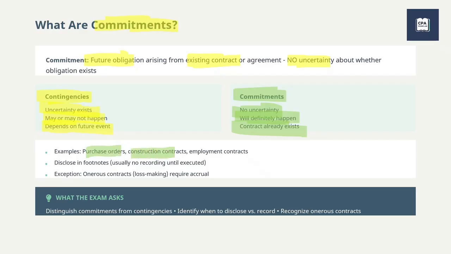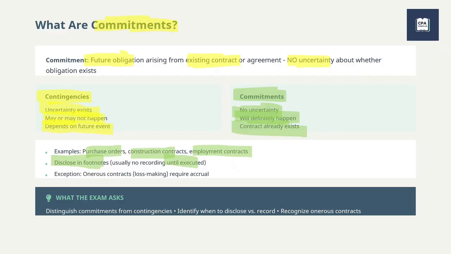Examples here are purchase orders, construction contracts, and employment contracts. And what do we do for these contracts? We do not record the contracts until we actually need to. We only disclose them in the footnotes, and when it's time to execute, we record it. So until the execution time, there is no recording.